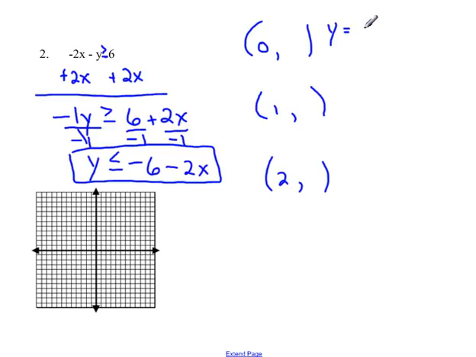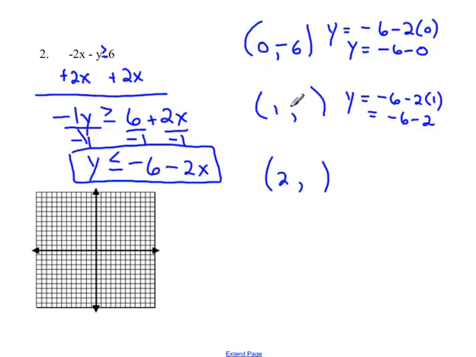So y equals negative 6 minus 2 times 0. Y equals negative 6 minus 0, which is just negative 6. Plug in 1. Negative 6 minus 2 times 1, well, that's negative 6 minus 2, that's negative 8. Last point, y equals negative 6 minus 2 times 2, well, that's negative 6 minus 4, which is negative 10. Let's plot those 3 points.